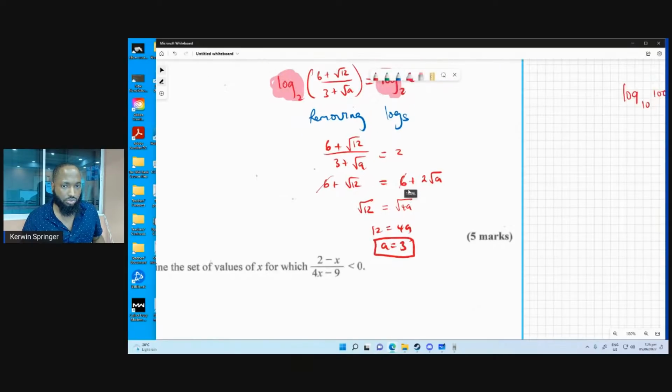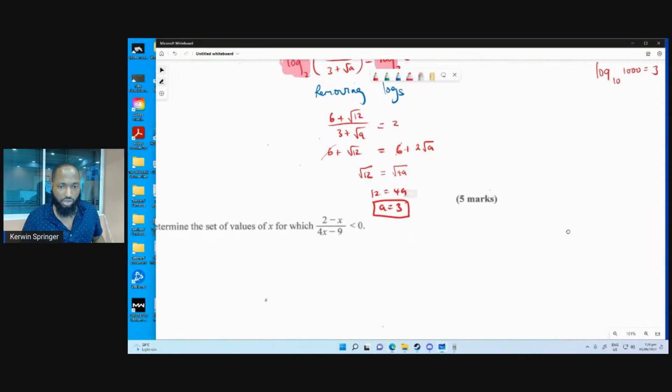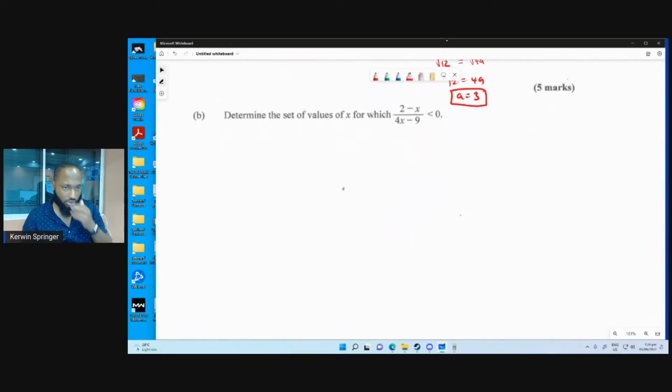Yeah, so I'll get to that. So determine the set of values of x. We need to multiply by the square of the denominator. One of the reasons we do this is because we're not sure if we multiply by the denominator whether we multiply by a negative or positive. This topic is called inequalities. Multiply by the square of the denominator.